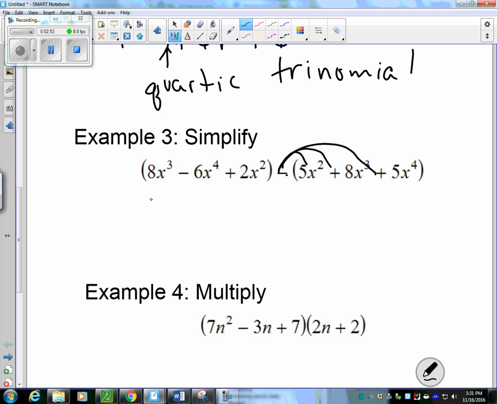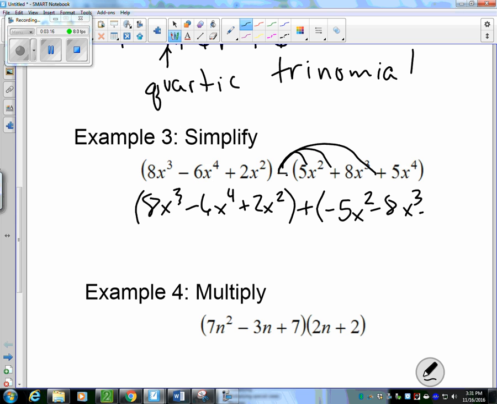So it would be 8x to the 3rd minus 6x to the 4th plus 2x squared. You can keep it in parentheses if you like, but once you distribute in that negative or a subtraction, it really just becomes a plus. So you really don't need the parentheses, but it doesn't hurt. Minus 8x to the 3rd minus 5x to the 4th. Let's gather our like terms. I have negative 6x to the 4th, and I am adding negative 5x to the 4th, which becomes negative 11x to the 4th.